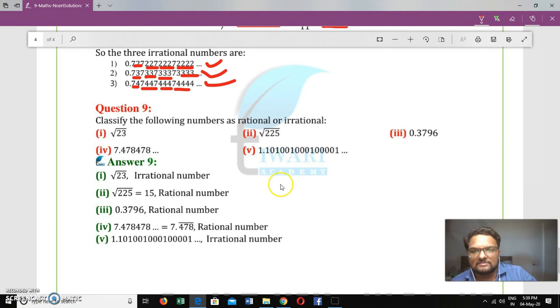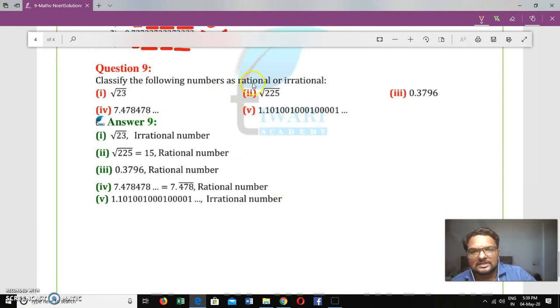Let's go to question number 9, which asks us to identify whether each number is rational or irrational. The first is root 23. Since it is not a perfect square, it is irrational. 225 is a perfect square number, therefore it is rational. 0.3796 is a terminating number, therefore it is rational.